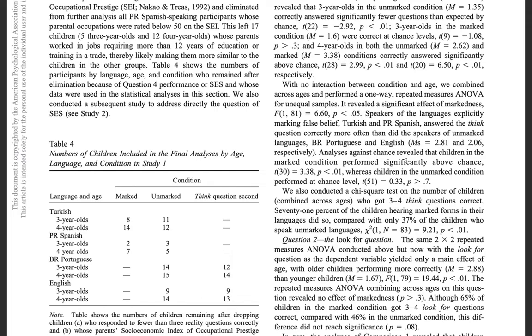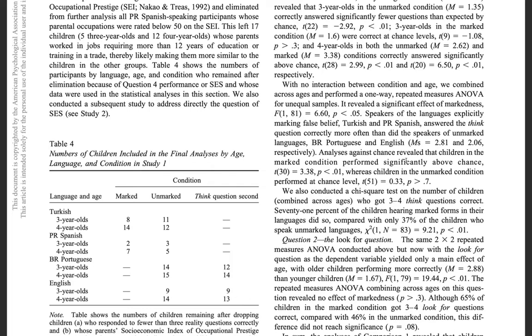It revealed a significant effect of markedness. Speakers of the language explicitly marking false belief answered the think questions correctly more often than did the speakers of unmarked languages, so forth. So they did that. They combined across ages, and they found their marked effect. You know why they found that marked effect? Not because they needed to collapse across ages, but because they needed to get more participants. Let's be real about it.